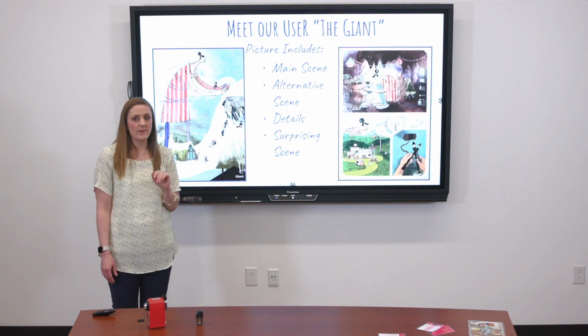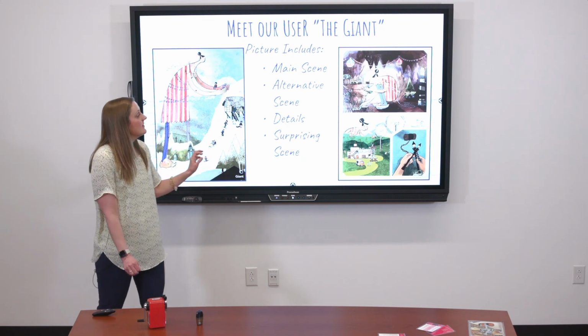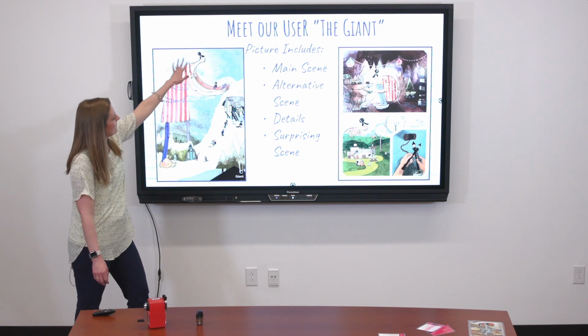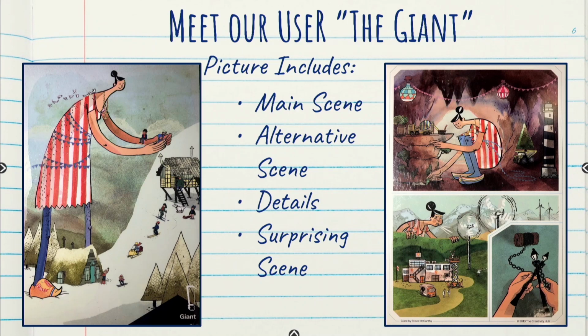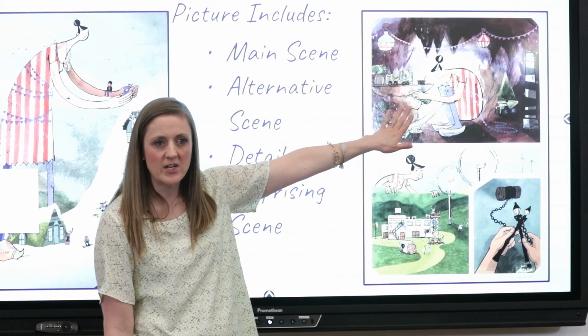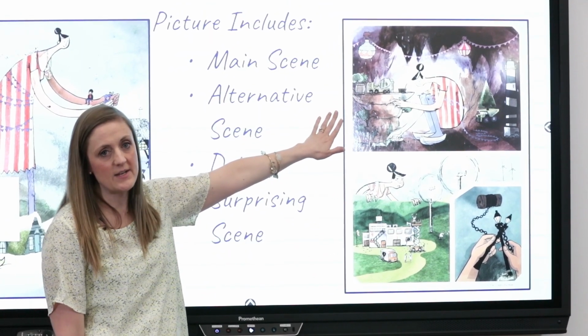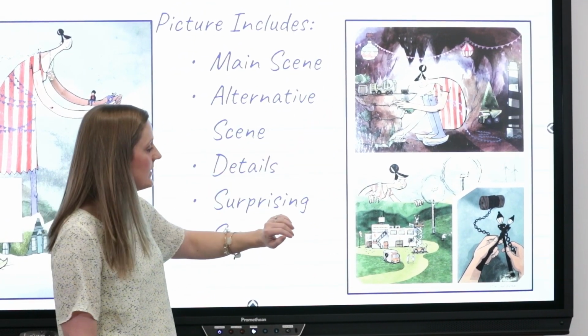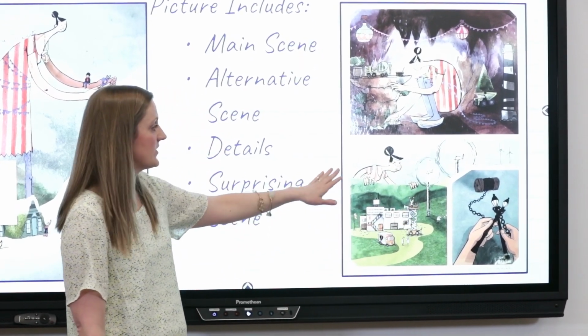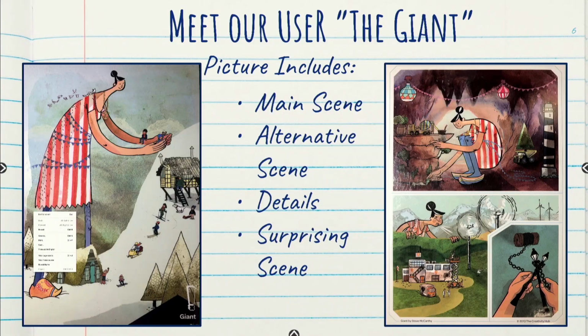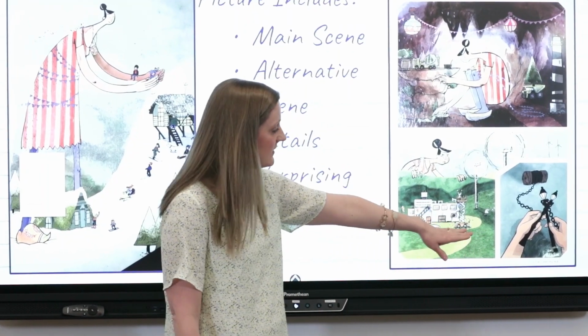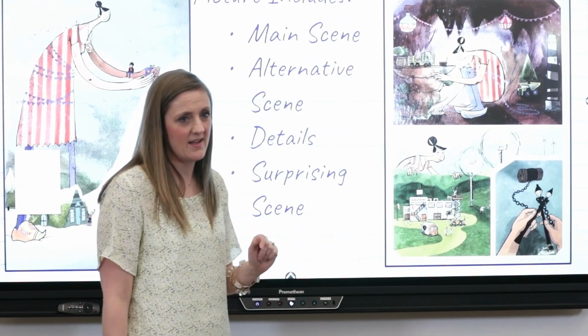And the person that we're going to be looking at today is a giant. So look at our pictures. We have a main scene of our giant. And then we have an alternative scene, which gives us a little bit more information about maybe where this user lives, what type of things they interact with. Here we have another surprising scene. And I think this scene, based on my observation, might be a job. Is that what you see? And then here we have some more details. We'll have to dig a little bit further in that one to see what we think that is.